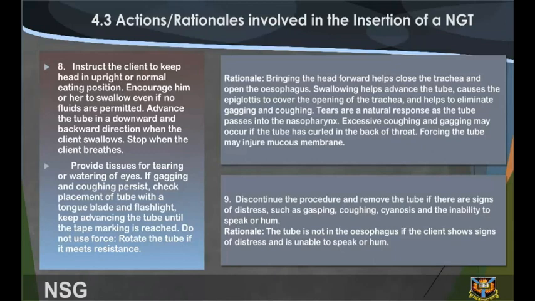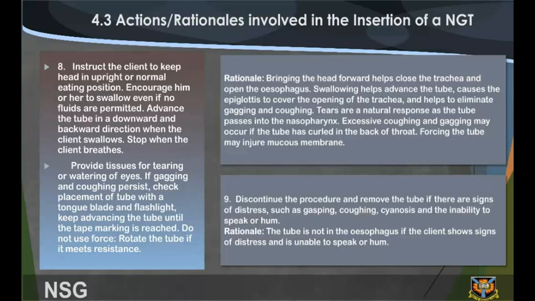8. Instruct the client to keep the head in an upright or normal eating position. Encourage him or her to swallow even if no fluids are permitted. Advance the tube in a downward and backward direction when the client swallows. Stop when the client breathes. Provide tissues for tearing or watering of eyes. If gagging and coughing persist, check placement of the tube with a tongue blade and flashlight. Keep advancing the tube until the tape marking is reached. Do not use force. Rotate the tube if it meets resistance.